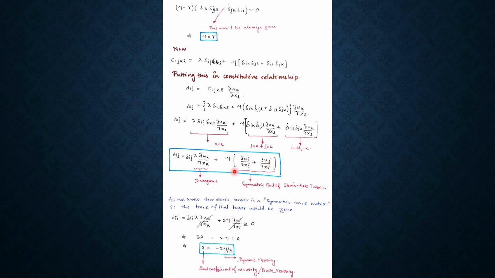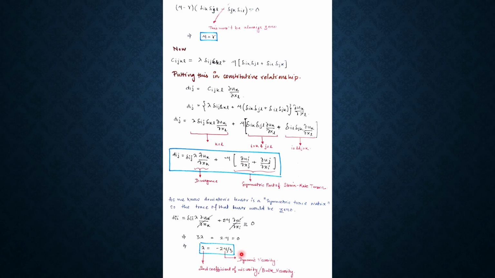If we replace j with i, both of these terms become equal, and we can write it as 2 into ∂u_i/∂x_i. Now since both the ∂u_k/∂x_k and ∂u_i/∂x_i are divergences, we can cancel them out, and this delta_ii, the Kronecker delta ii, would be 3. So this expression reduces to 3 lambda plus 2 mu equals 0, and lambda equals minus 2 mu by 3.